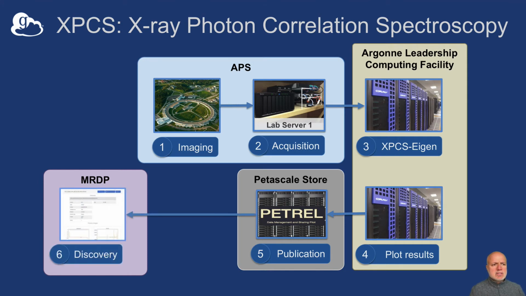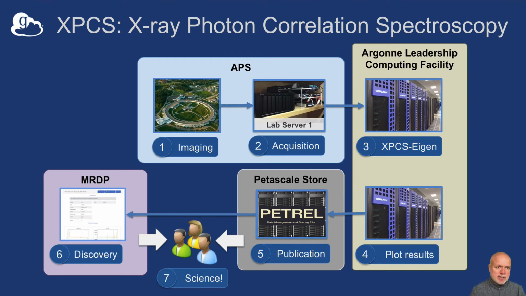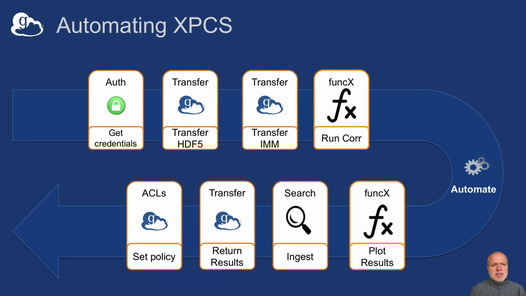And sitting in front of that is an example of the modern research data portal, which allows other researchers to come along and discover data and do their own thing, and hopefully science happens, right? So this is what the underlying Automate flow looks like. You can see the various action providers there, and this is a relatively straightforward sequence: a couple of transfers, a couple of invocations of the funcX action provider to run compute jobs, and then pushing data out and setting access control, setting policy for people to view the results.